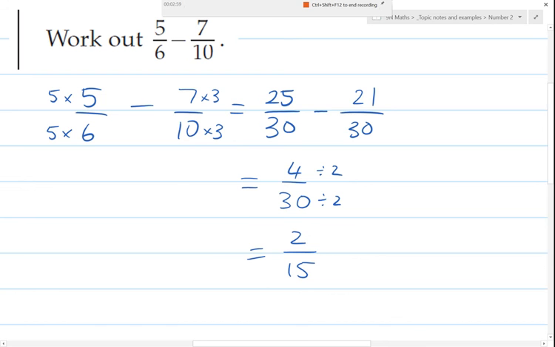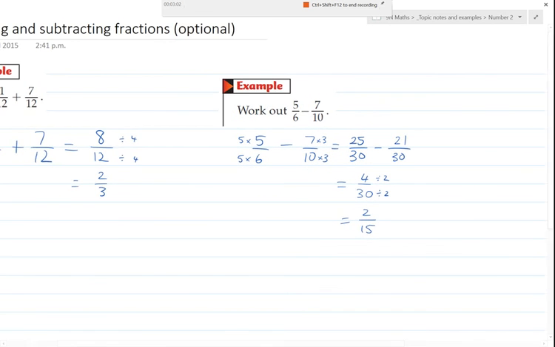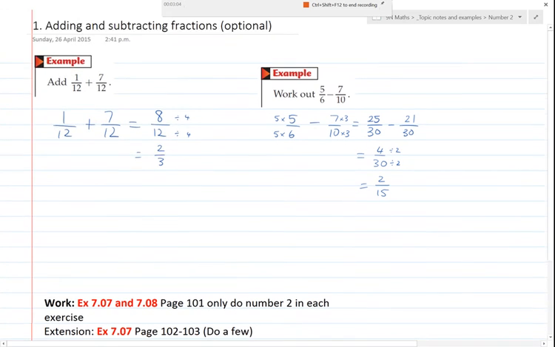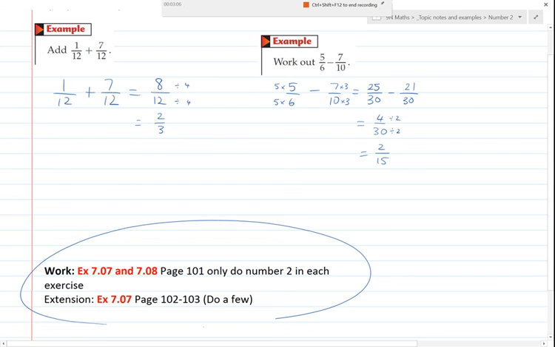Okay, so that should show you what I expect to see in terms of your working, and have a go at those exercises there. And there's some extension work. I think that extension is probably supposed to be 7.09, and so you can have a go at that as well if you want.